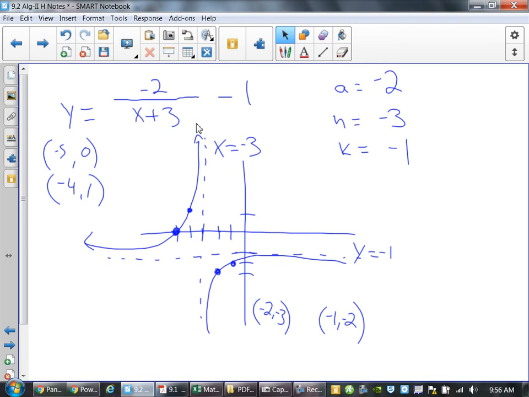Yes, ma'am? How many ordered pairs? Usually all you need are 2 on both sides because you'll be able to see which way the curve's going if you do it right. A lot of times what will happen is if you do it wrong, let's say you miss a sign, this will jump to the other direction. You know you can't cross the asymptote, so you'll be able to see how it goes.